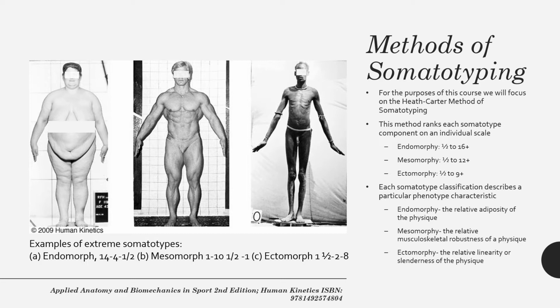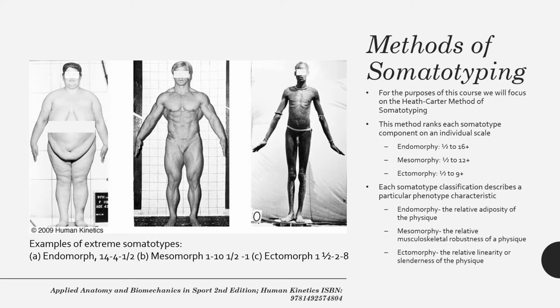So I have a picture over here that you can see in your textbook. These are examples of extreme somatotypes. All the way on the left, you have an extreme endomorph. In the middle, you have an extreme mesomorph. And on the far right, you have an extreme ectomorph.